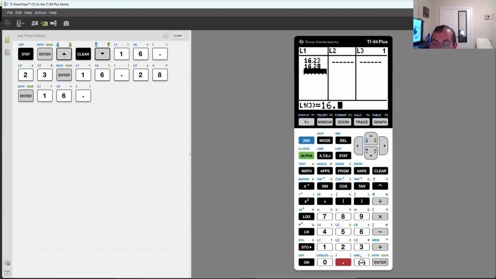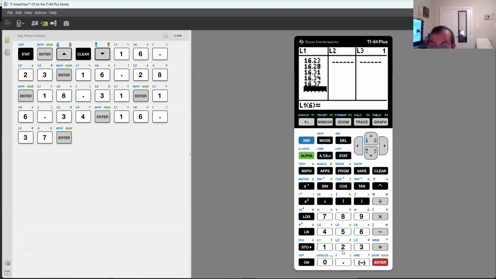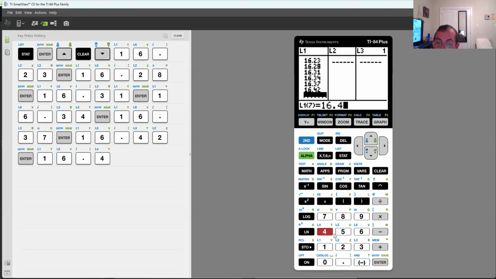16.31. Enter. 16.34. Enter. 3 more. 16.37. 16.42. And then the last one, 16.45. All right, so that's my L1 data. So hit enter on that.